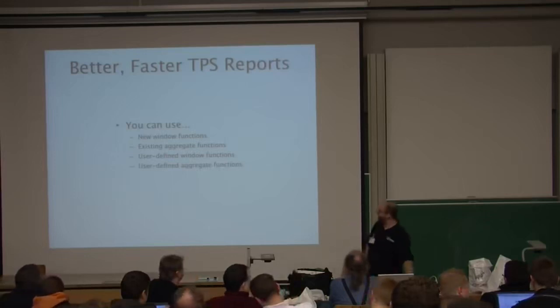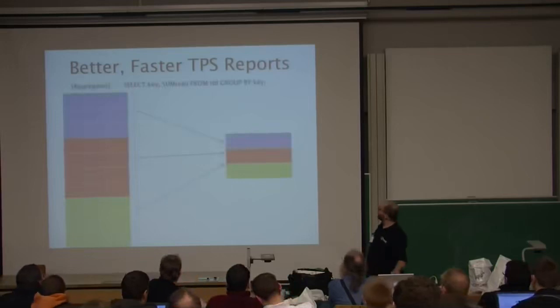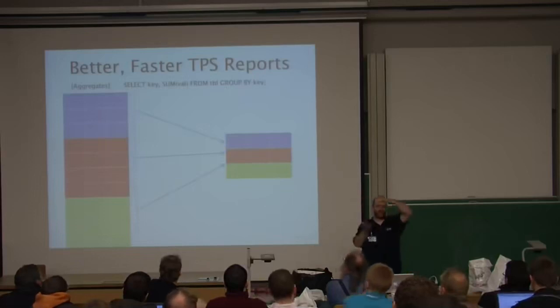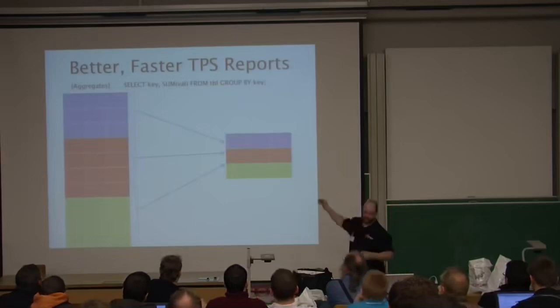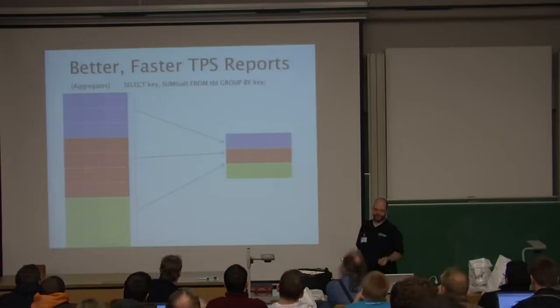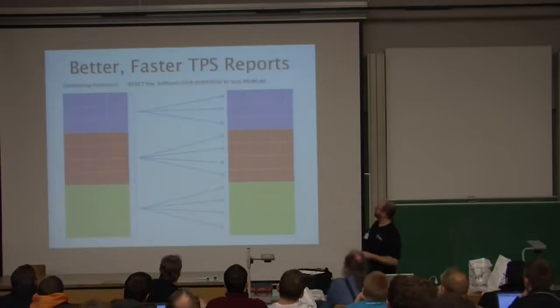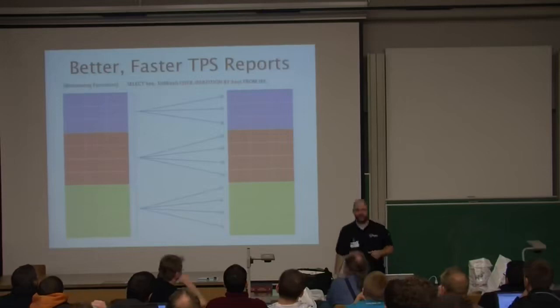So basically, there we go. Here's how aggregates work. They crunch together things from a larger set down to a smaller one. With windowing functions, you get more of a cross-mapping thing where you get an effect more like this.